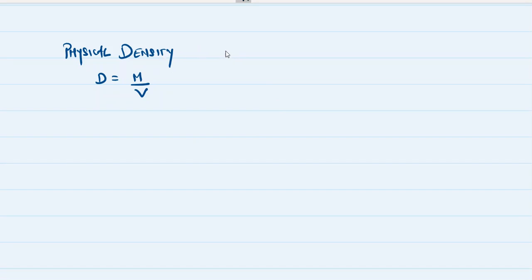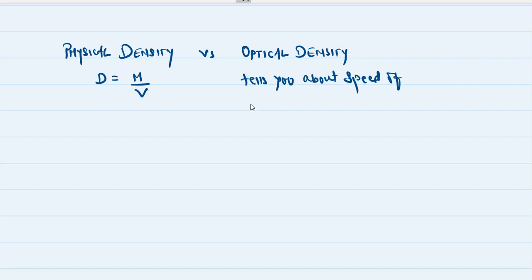But here we are not concerned with physical density. We are concerned with optical density. And what is optical density? Optical density is that parameter which tells you how fast light travels in a particular medium. It tells you about the speed of light in a medium.